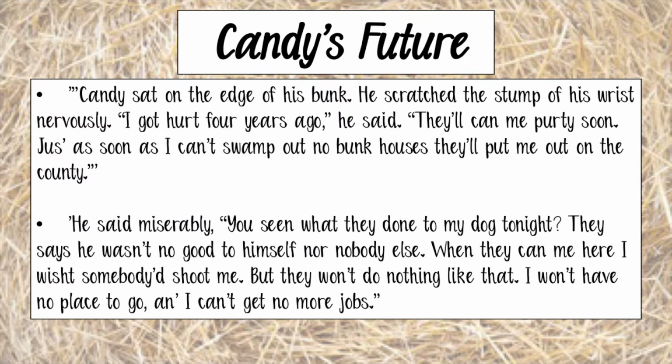So Candy sat on the edge of the bunk. He scratched the stump of his wrist nervously. "I got hurt 4 years ago," he said. "They'll can me pretty soon. Just as soon as I can't swamp out no bunkhouses, they'll put me out on the county." He said miserably, "You seen what they done to my dog tonight? They says he wasn't no good to himself nor nobody else. When they can me here, I wish somebody would shoot me. But they won't do nothing like that. I won't have no place to go, and I can't get no more jobs."